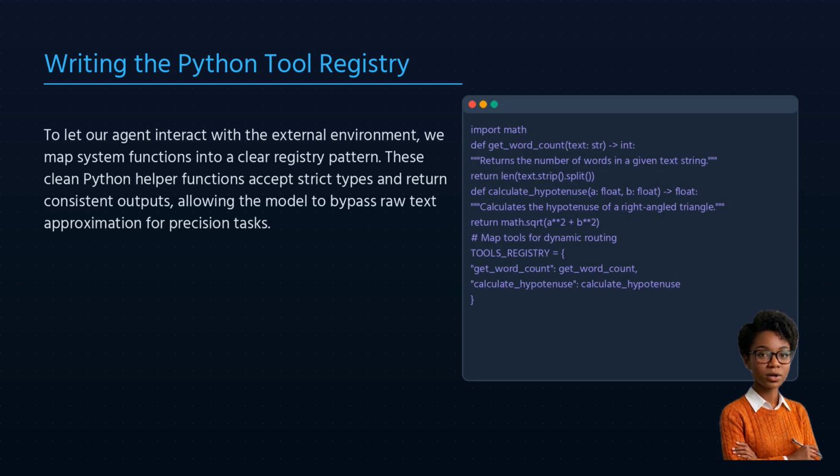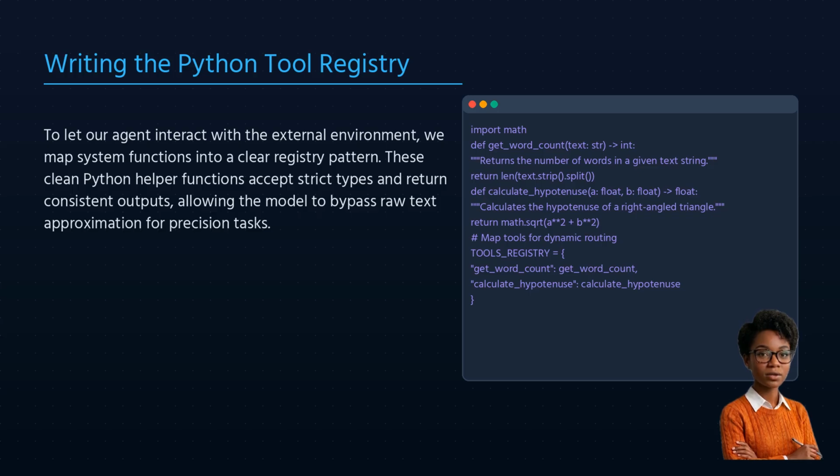For an agent to be useful, it must have clear boundary interfaces with the outer world, implemented here as standard Python functions. We write clean, type-hinted methods like get_word_count to measure text lengths, and calculate_hypotenuse to perform exact mathematical operations that language models traditionally struggle with.